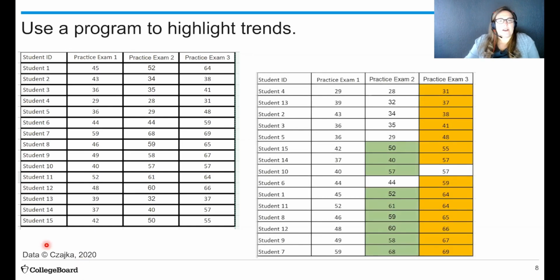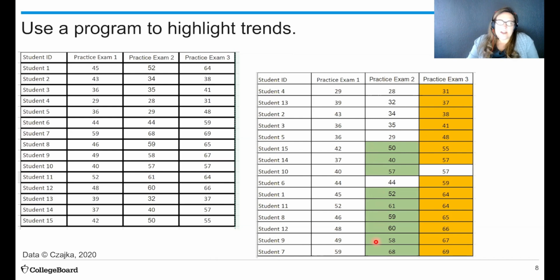So in this scenario, I went ahead and put the students in order again for the third practice exam. But what I did do is I looked at from practice exam one to practice exam two. And if in exam two they scored higher than exam one, I highlighted those test scores. Then I took practice exam three. And if they scored higher in three than in two, I highlighted those test scores. So this really gives me a nice picture very quickly, and I can gain some insight very easily.